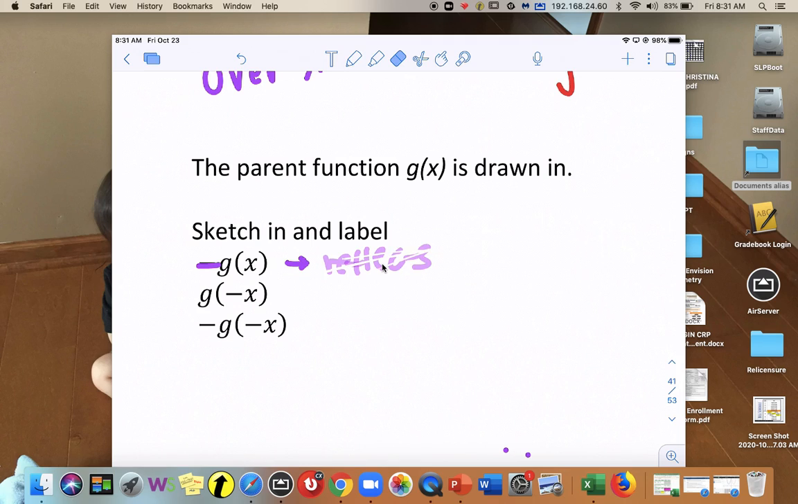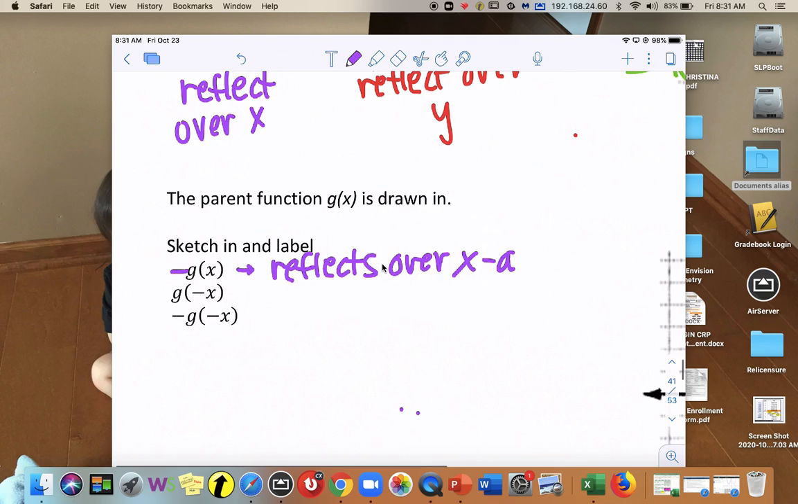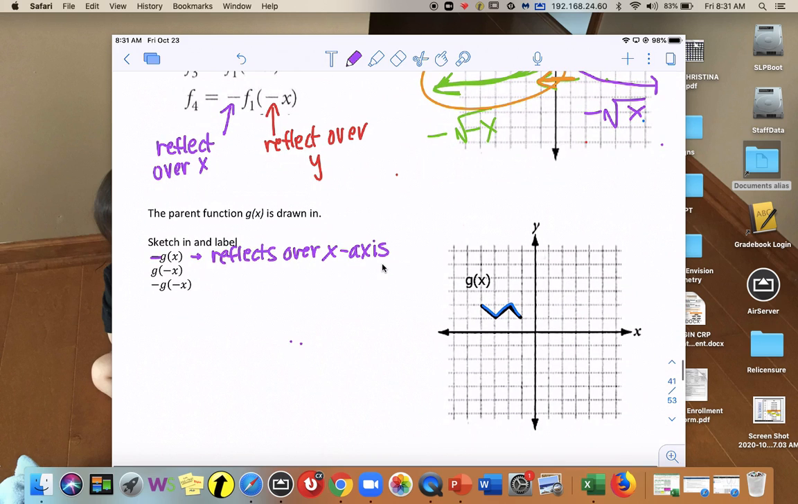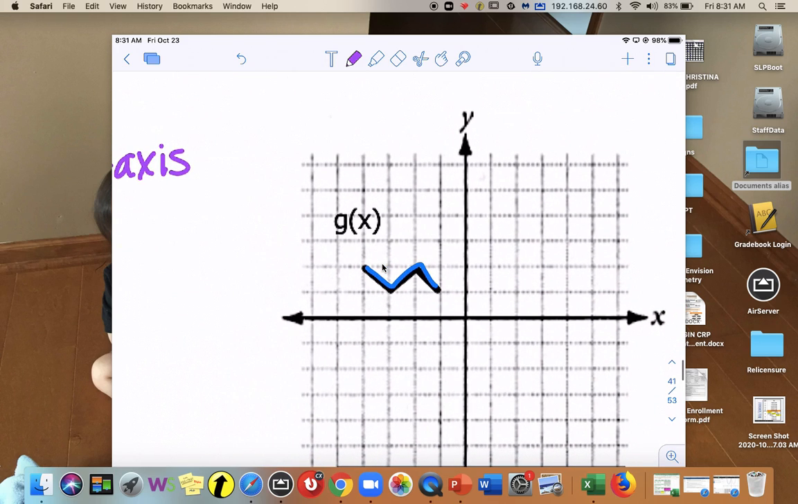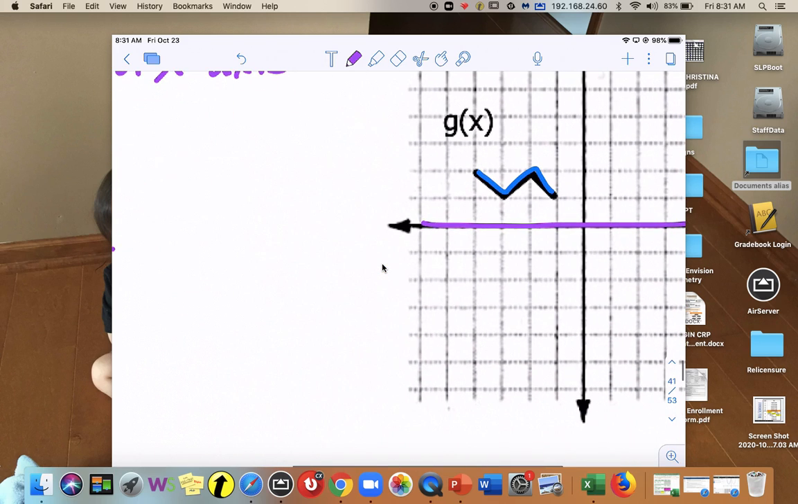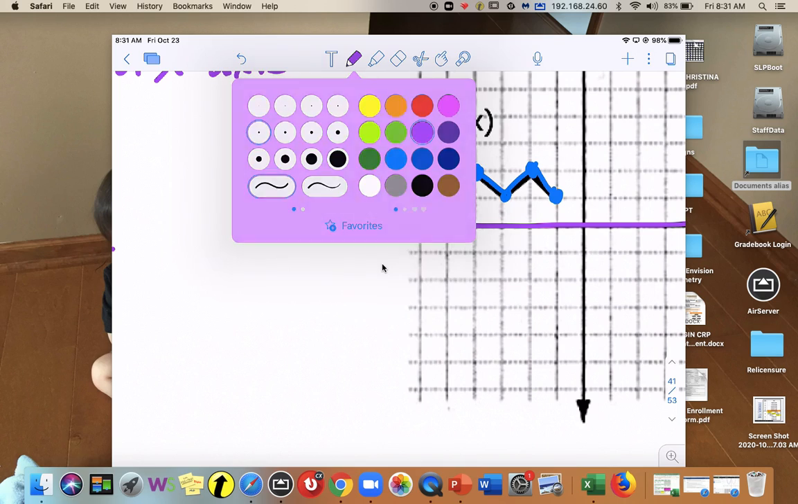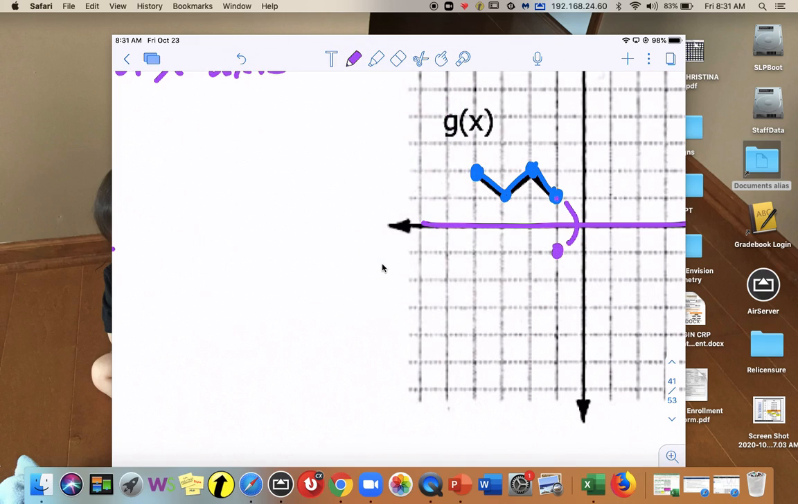Sorry, this is messy. I'm going to rewrite this. So this reflects over the x-axis. All right, so reflection over the x-axis. What I'm going to do, and here's the x-axis right here, I'm just going to take each point. All right, so here are my 4 points right here, and I'm going to move them the same distance across the x-axis, so I'm just going to reflect it over. So like here's, this is 1 unit away from the x-axis, so I'll do it 1 the other way.